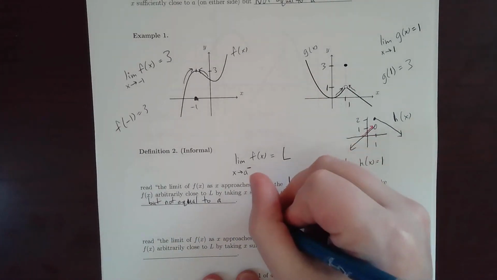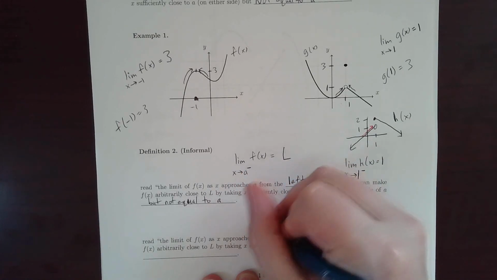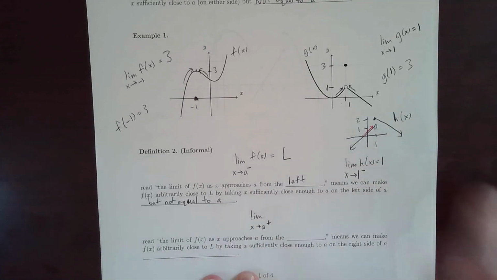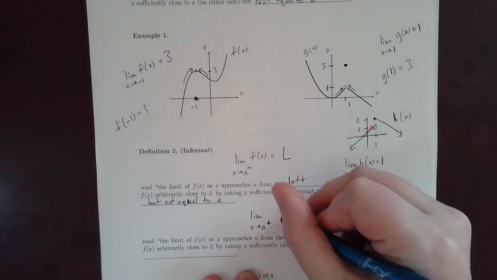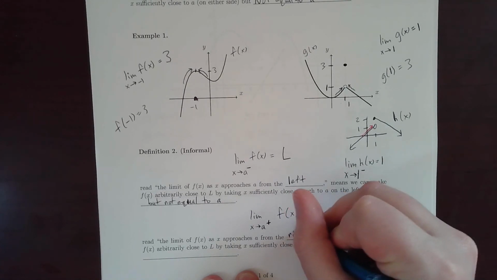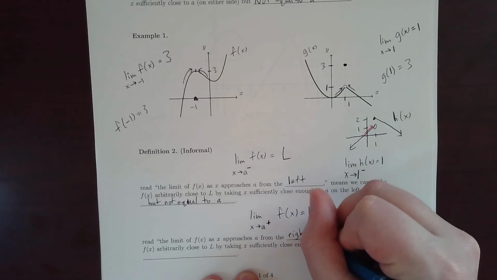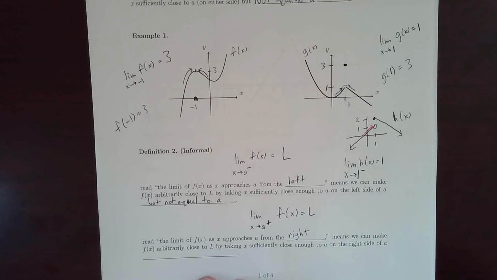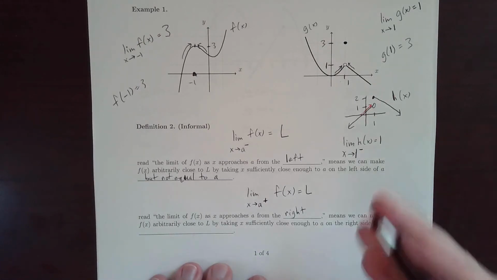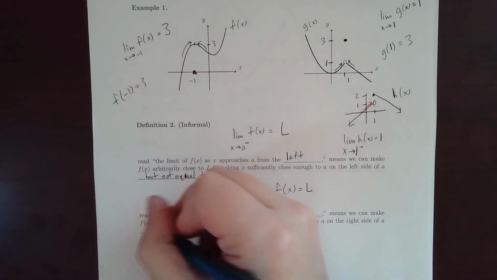So here we would say the limit as x approaches a from the right, we'll use a plus sign, of f of x equals L. And again, this is just saying the limit as x approaches a from the right. And so we're making f of x arbitrarily close to L by taking sufficiently close x values that are close to a on the right-hand side of a, but are not equal to a.